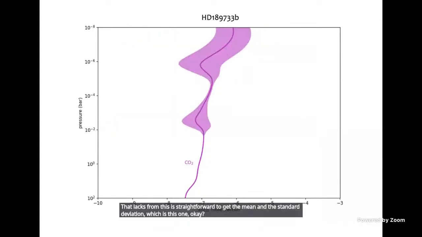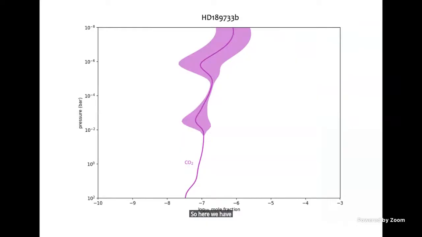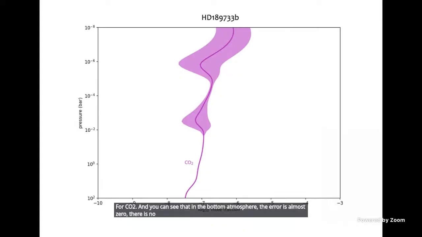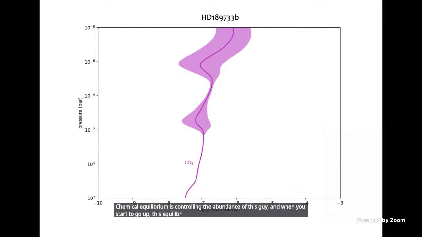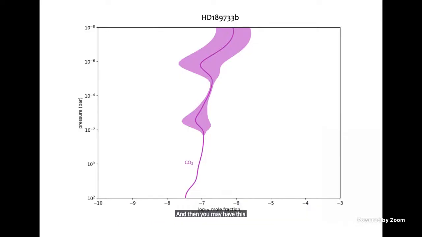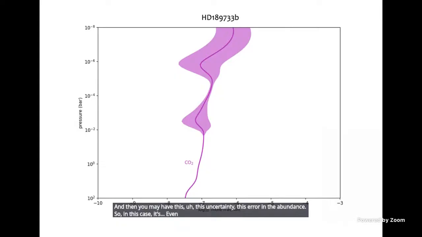Okay. So here we have a first estimation of the uncertainty of the abundance for CO2, and you can see that in the bottom of the atmosphere, the error is almost zero. There is no error. And this is because chemical equilibrium is controlling the abundance there. And when you start to go up, these equilibrium processes and chemistry start to be important. And then you may have this uncertainty, this error in the abundance. So in this case, it's even less than a factor 10. Okay.